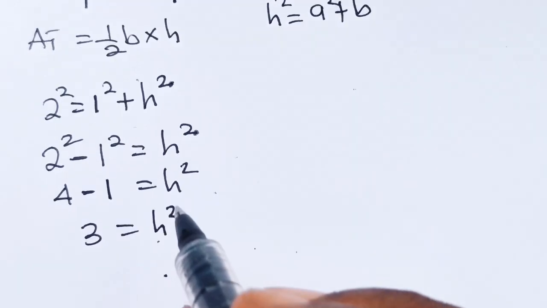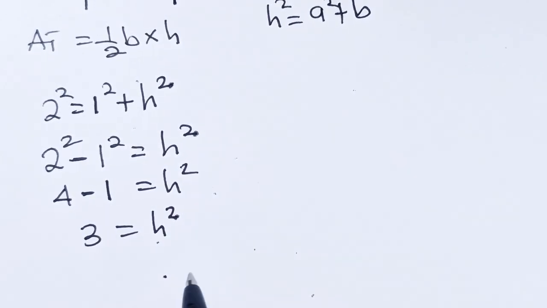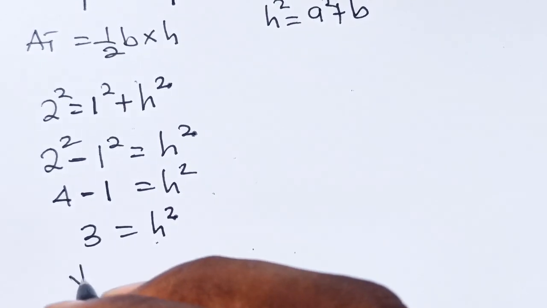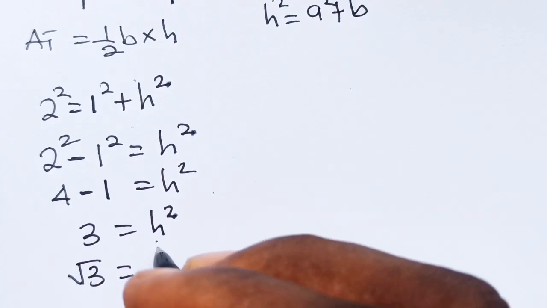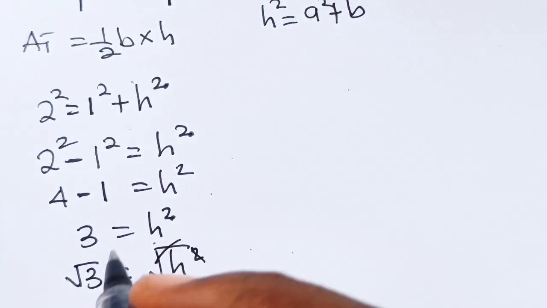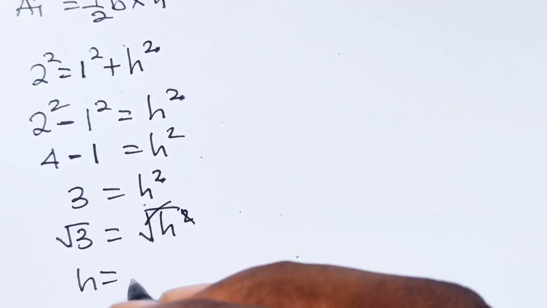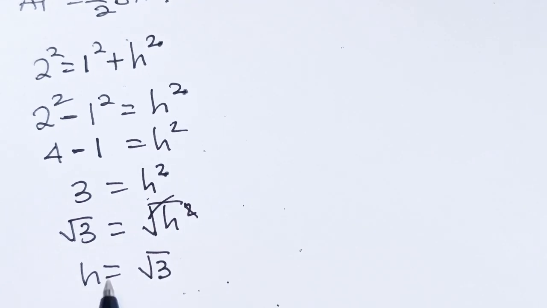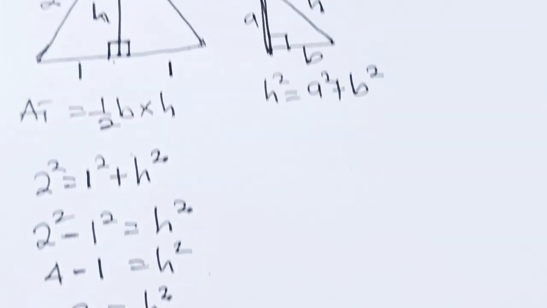To get the value of h, we take the square root of both sides of the equation. So the square root of 3 is equal to the square root of h squared. Now we cancel this, so we have that h is equal to the square root of 3. So now that we have found the value of our h, let's go back to this.